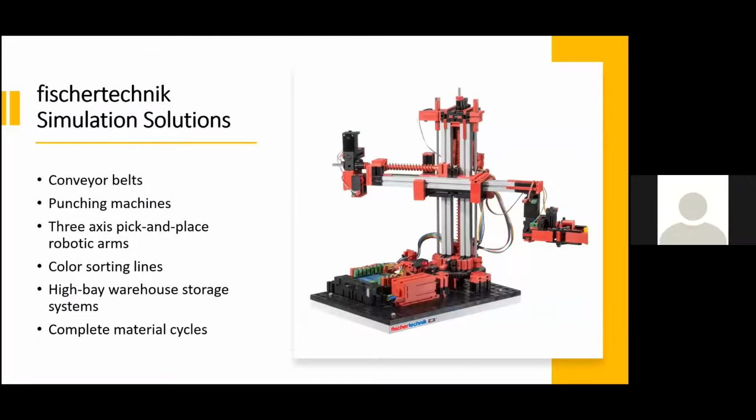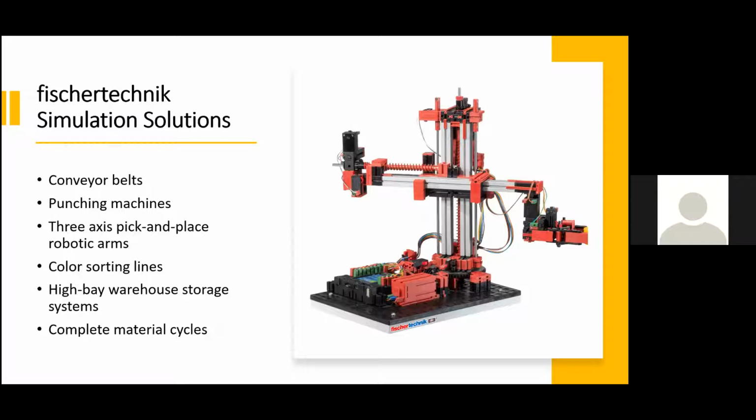Models found in the fischertechnik simulation line will include things like conveyor belts, punching machines, 3-axis pick-and-place robotic arms, color sorting lines, and high bay warehouse storage systems. Now, besides these individual models which focus on specific automated processes, fischertechnik also offers an integrated factory simulation model.